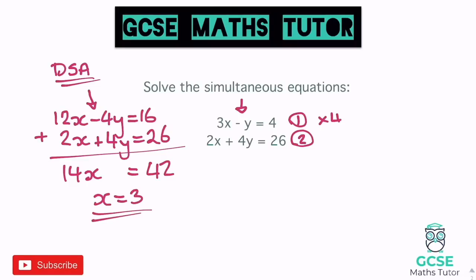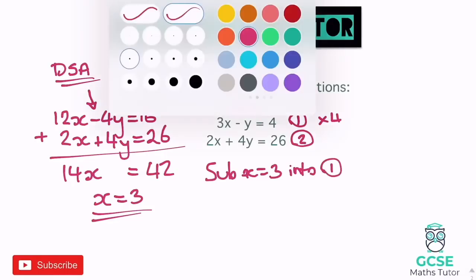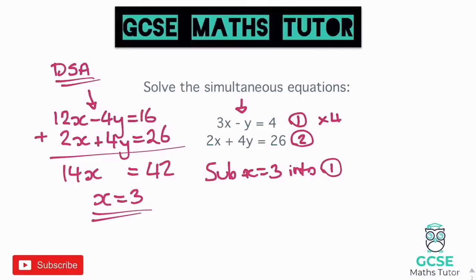So not negative this time, quite nice to sub that back in. If we sub that back into an equation, let's pick one. You can pick one at random. Let's sub it into equation 1 again and see what we get. So x equals 3, if we sub it into 3x here, 3 lots of 3 is 9. So we get 9 minus y equals 4.